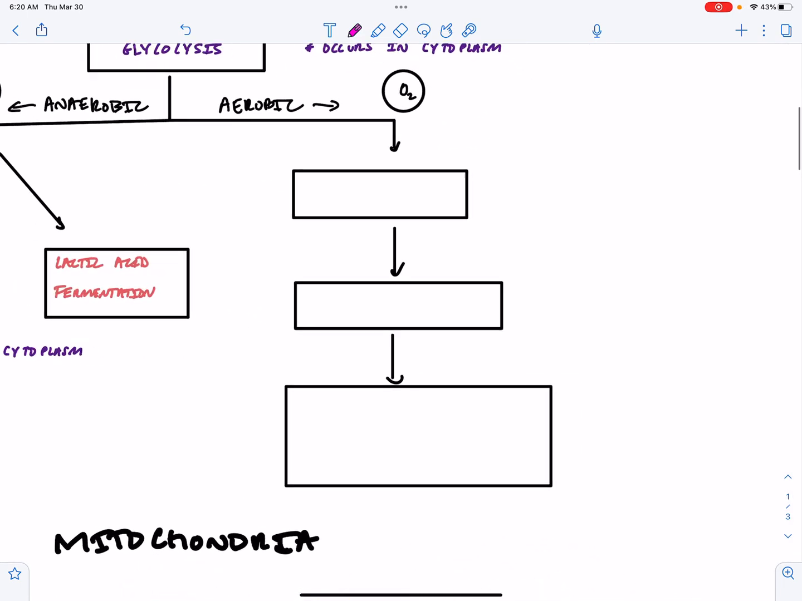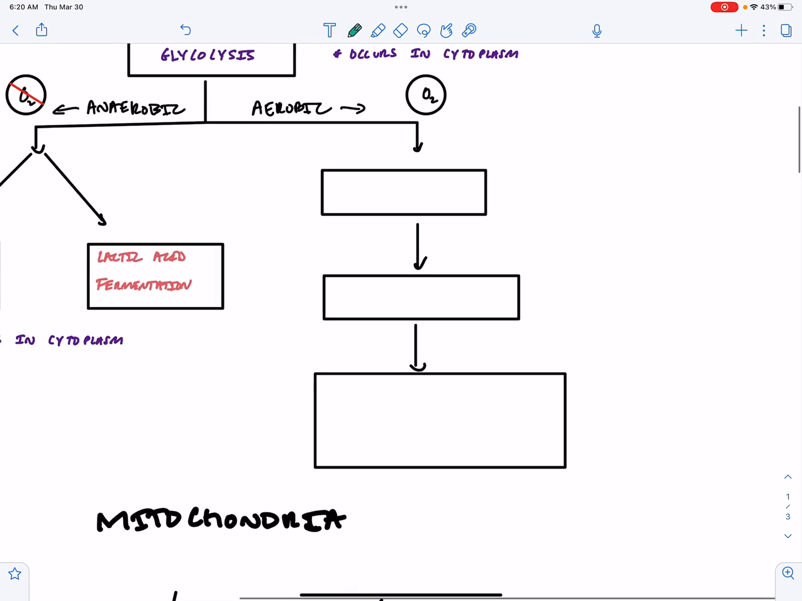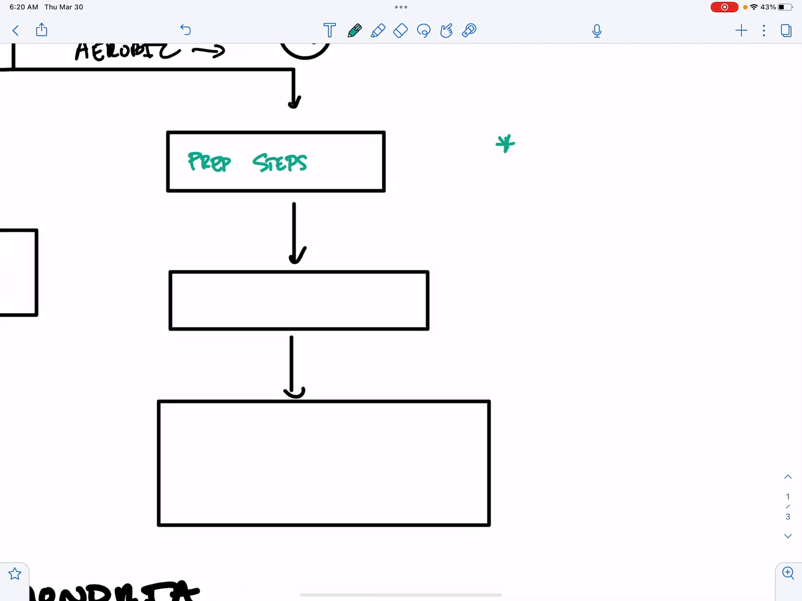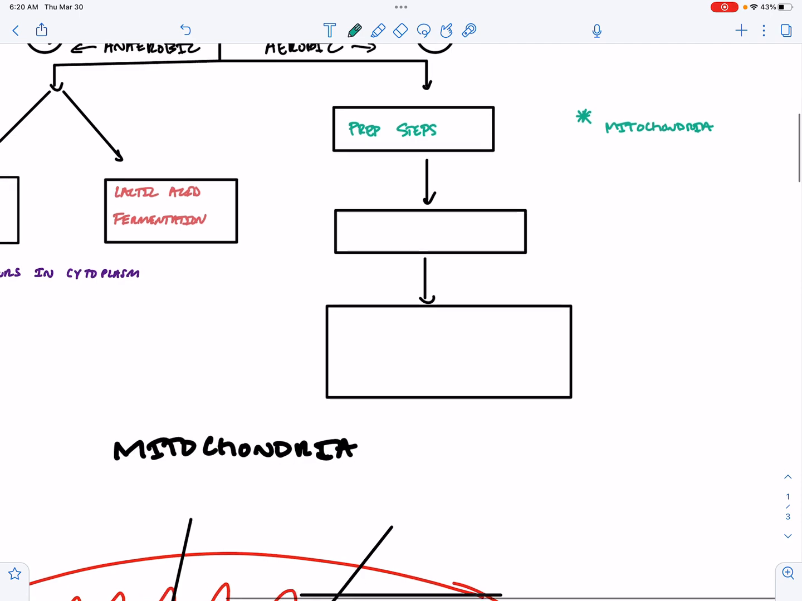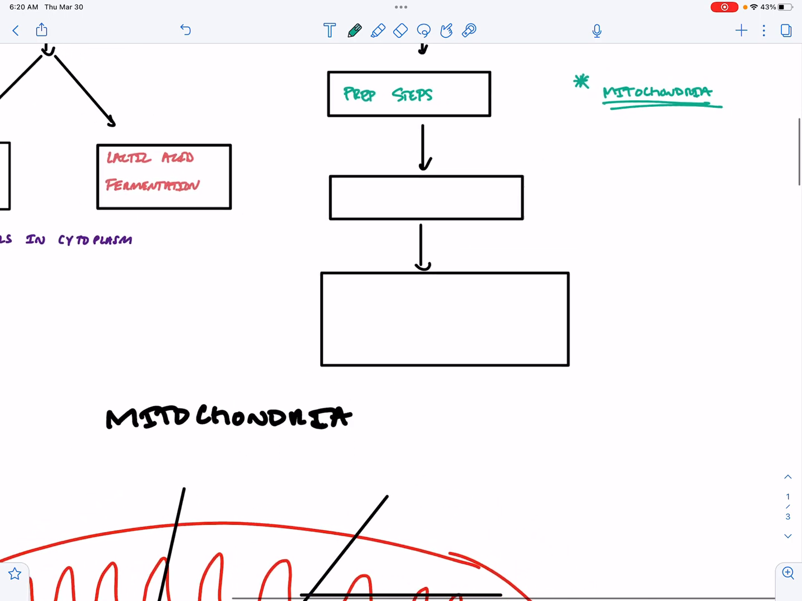Okay, if oxygen is present, we can burn our glucose much more efficiently. So this is where the products of glycolysis proceed to a set of reactions called the prep steps. And the prep steps, along with everything subsequent to the prep steps, happen in the mitochondria. Remember, the mitochondria is the powerhouse of the cell, and you'll see why in just a minute.